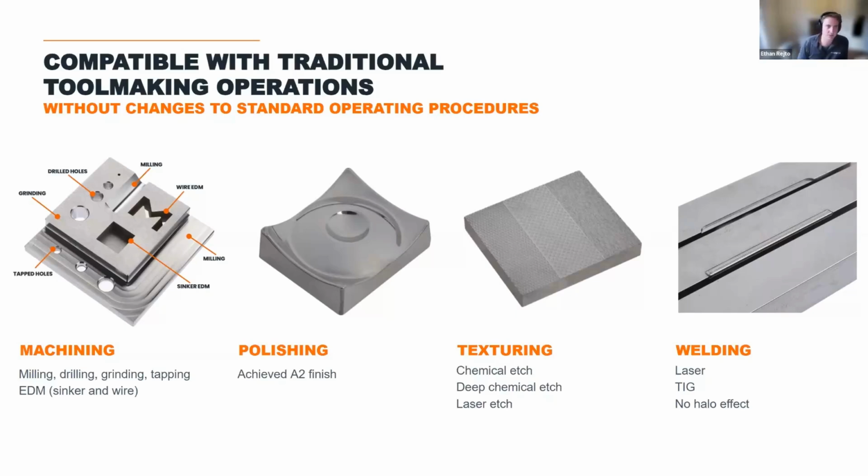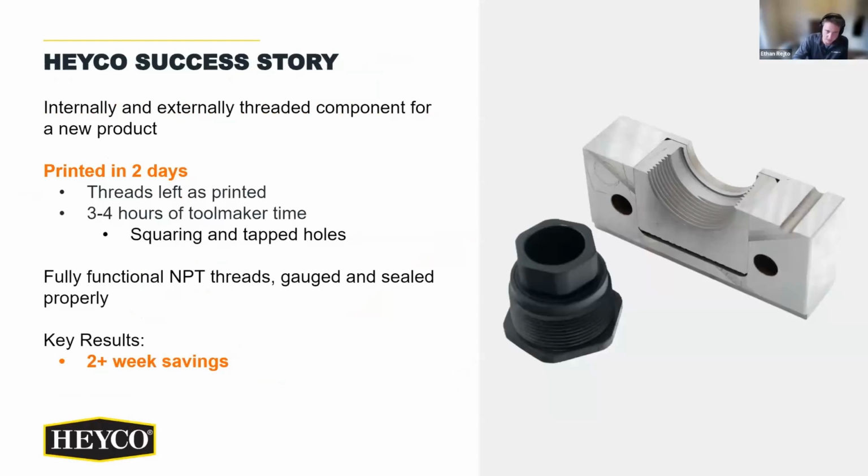Going to quickly wrap up here with a couple of examples of people doing this. This is a great example of just some of that really crisp feature resolution that's possible with us. This is a threaded component. They printed these inserts in 2 days, so the whole insert was finished in less than a week. The threads were left as printed. All they had to do was square and tap holes, and it was fully functional NPT threads. They gauged and sealed properly.